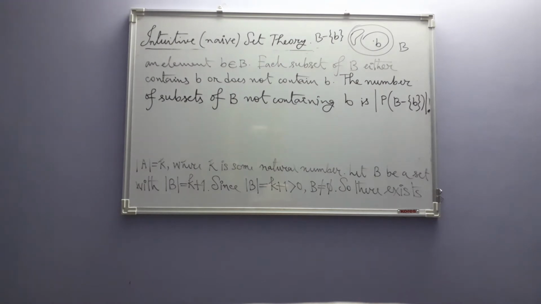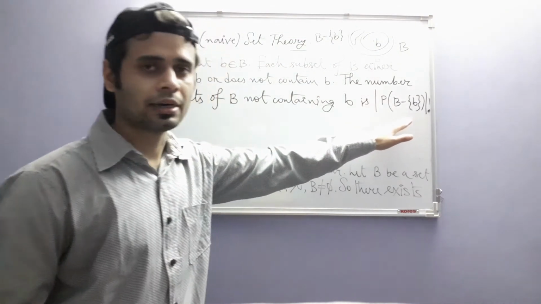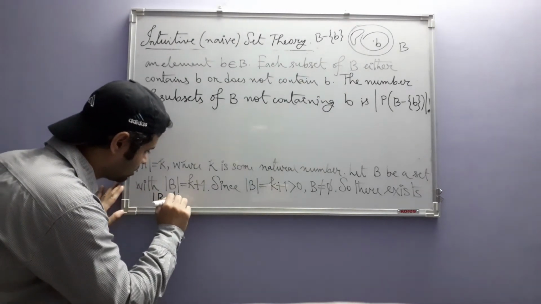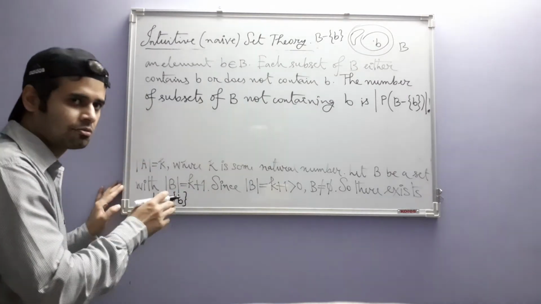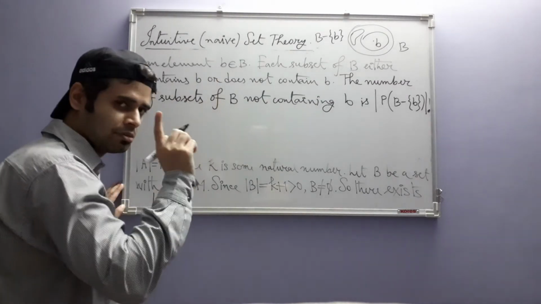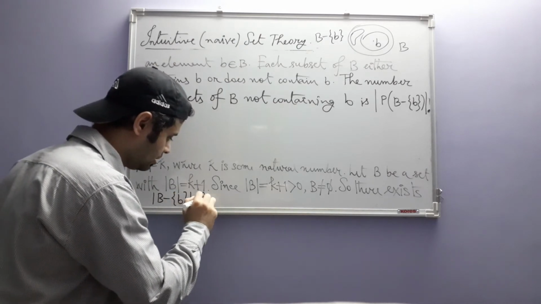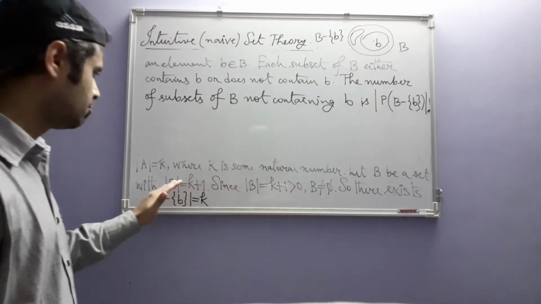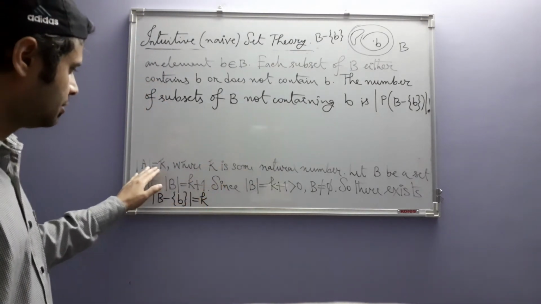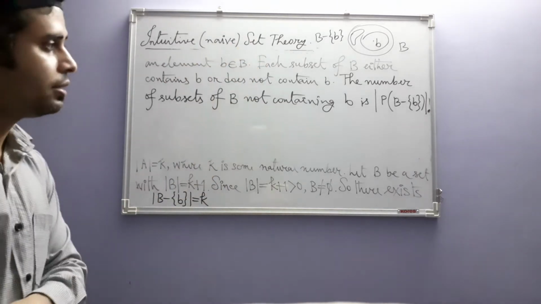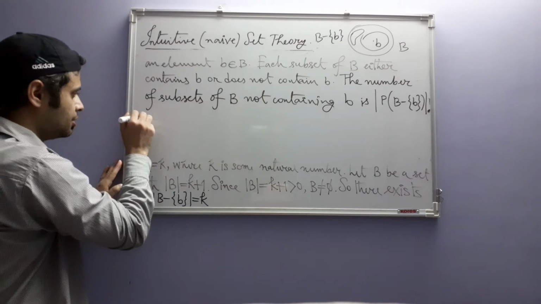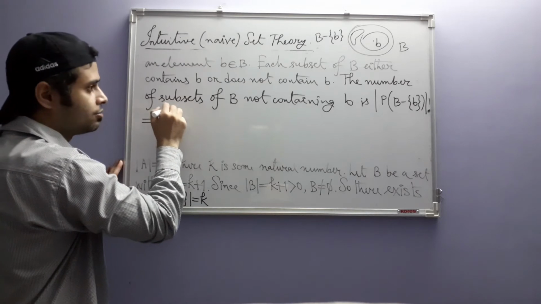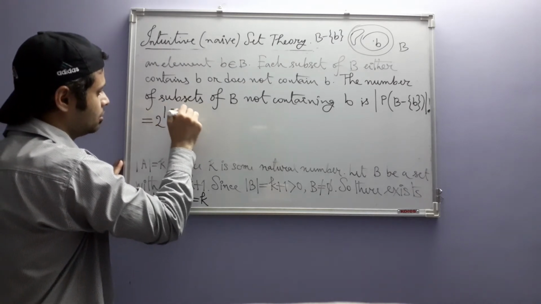Now what is B minus b? I mean, what is the cardinality of B minus b? Because B has k plus 1 elements, and from them we have removed small b, we have removed one element, so that means the cardinality is k. And whenever the cardinality is k, we have assumed that the actual formula is true. So that means this is equal to 2 to the power cardinality of B minus b.